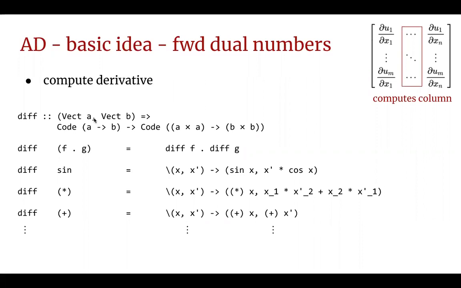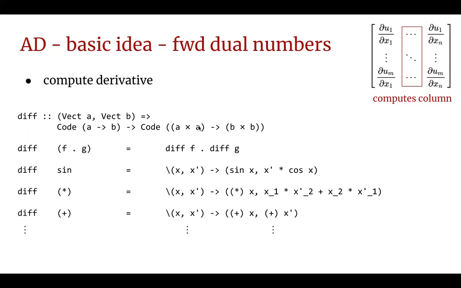But you'll notice that the types of this algorithm are slightly different. It takes code for a function from a vector space A to a vector space B, and it produces code for a function that takes as input a value x of type A, a value v of type A, where we think of the v as a tangent vector and the x as a primal value of type A, and it returns the pair of the output value of the original function and the derivative of the function applied to the input tangent vector.